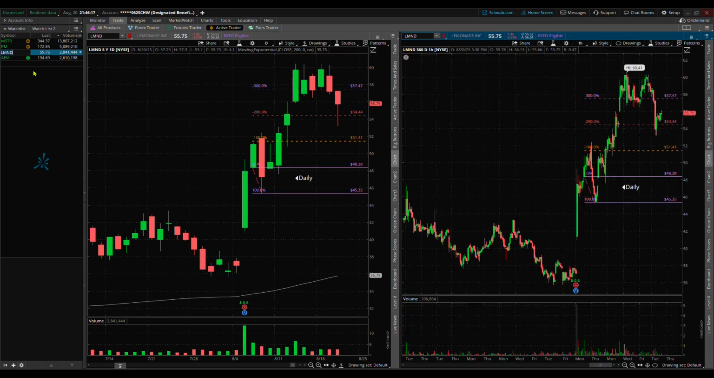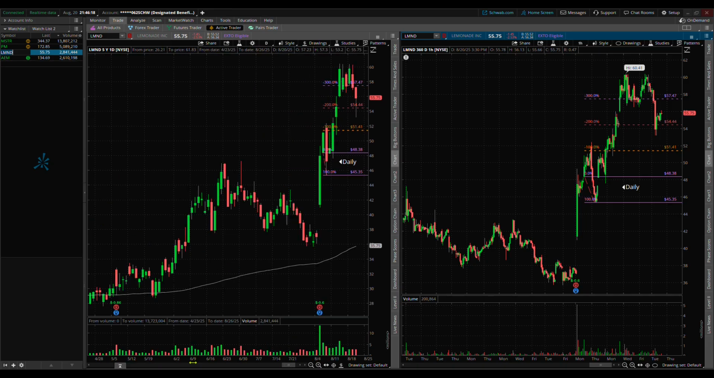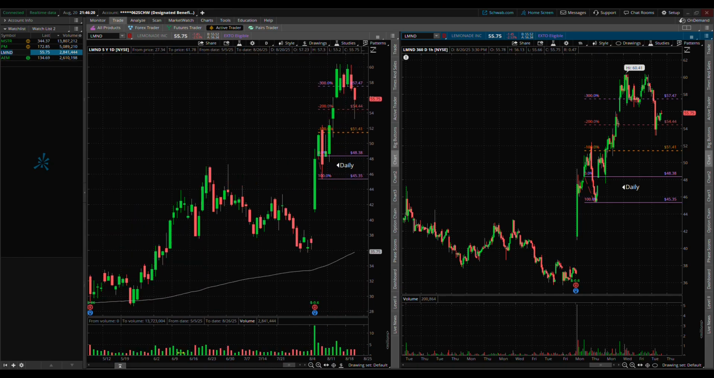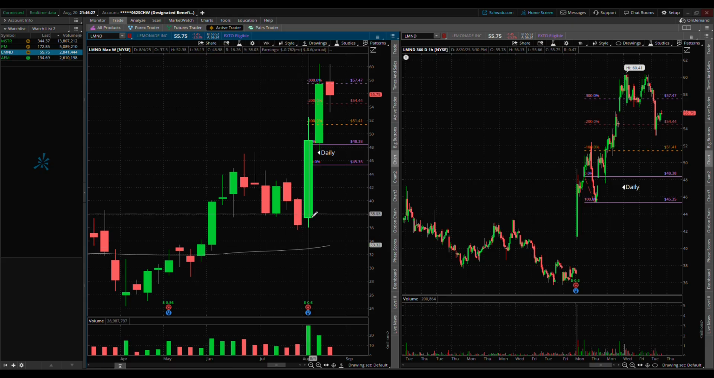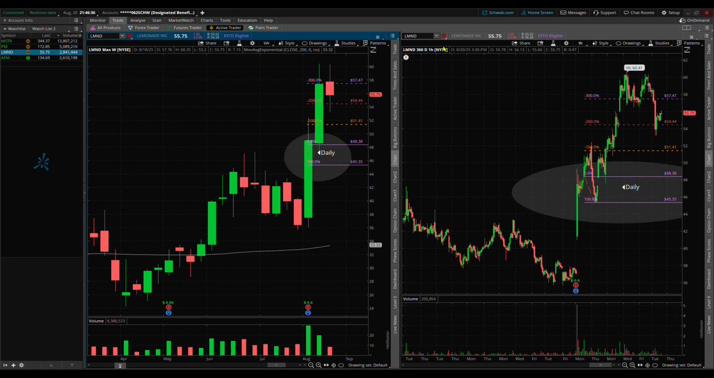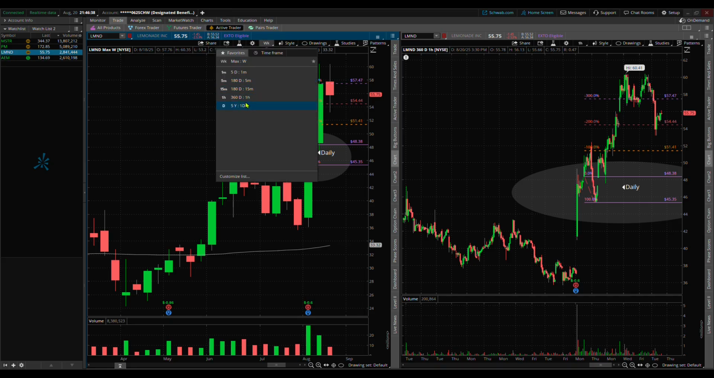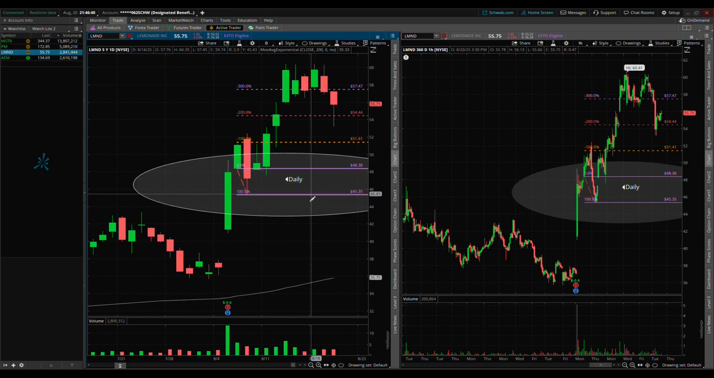The next one, LMND. This one I just used on the daily chart. So probably if we go back here to the weekly chart, yeah, on the weekly chart, big green candle, and we have our zone right in this area here. And then we'll just go back to the daily chart. And you see we have a zone right in this area. So that would be our zone if it comes back down to there.